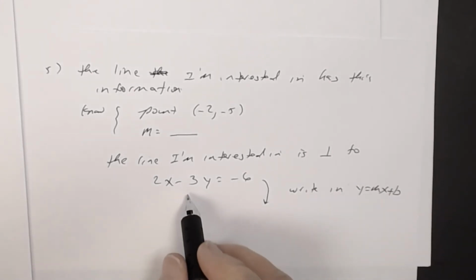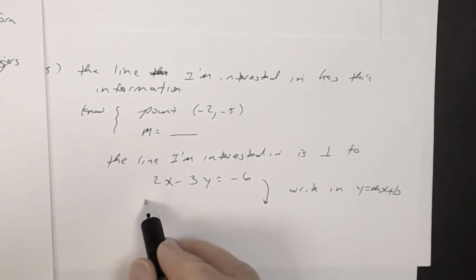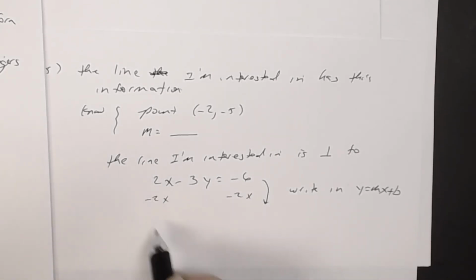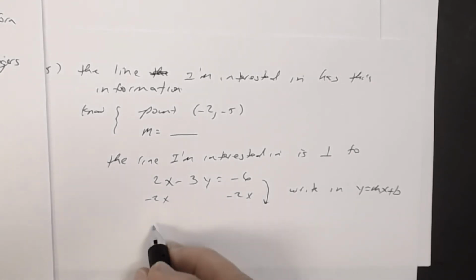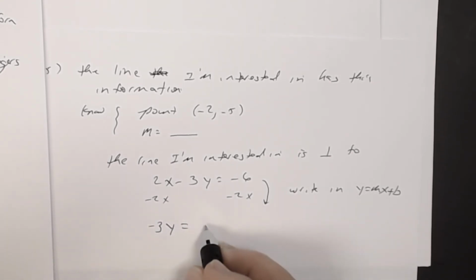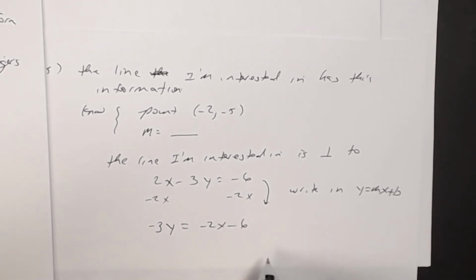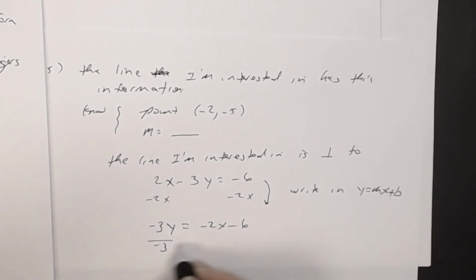Okay, so I'm going to go ahead and subtract 2x from both sides. And so I get a -3y. This is 0. So a -3y equals -2x minus 6. All right, so let me divide. Remember, we got to get y by itself. So I'm going to divide both sides by -3, just like this.